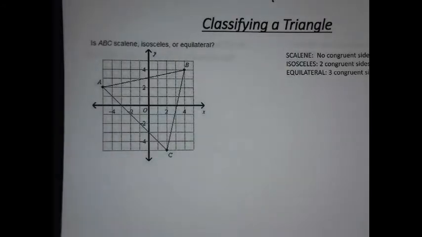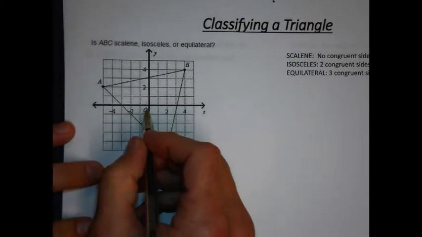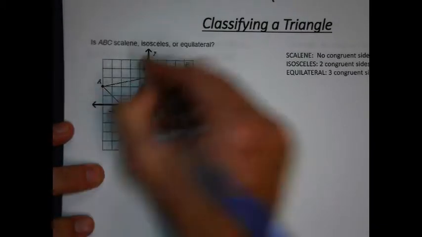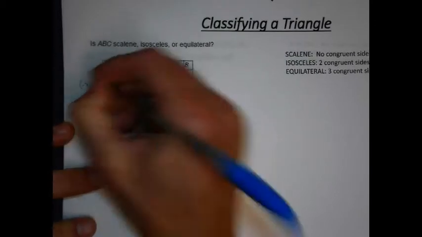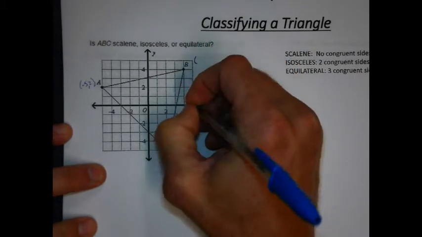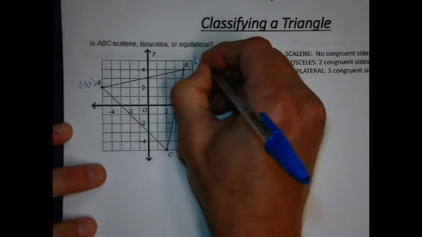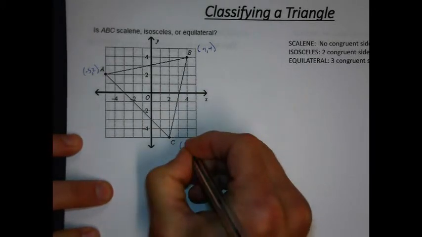So let's get our ordered pairs down. Our ordered pair for A. Oh, negative numbers? Yup. Get over it. So this ordered pair is negative 5, 2 for our point A. For point B, our ordered pair is 4, 4. And then our point C is going to be at 2, negative 5.